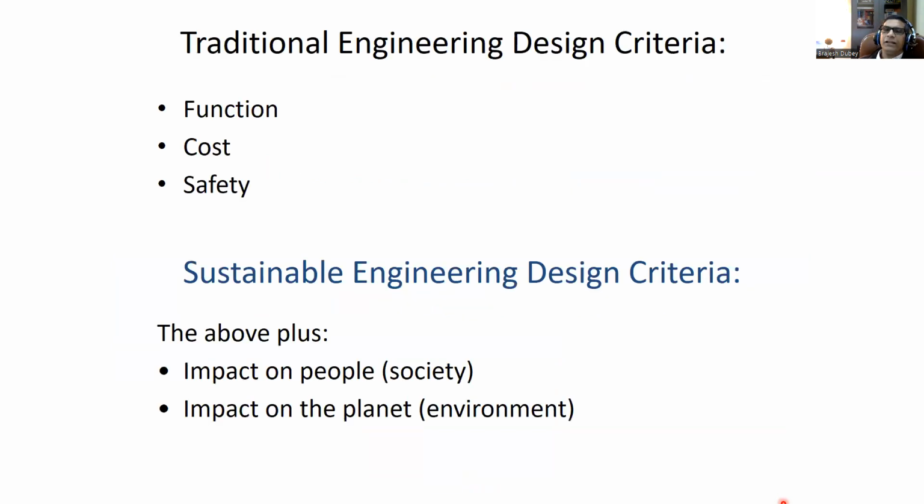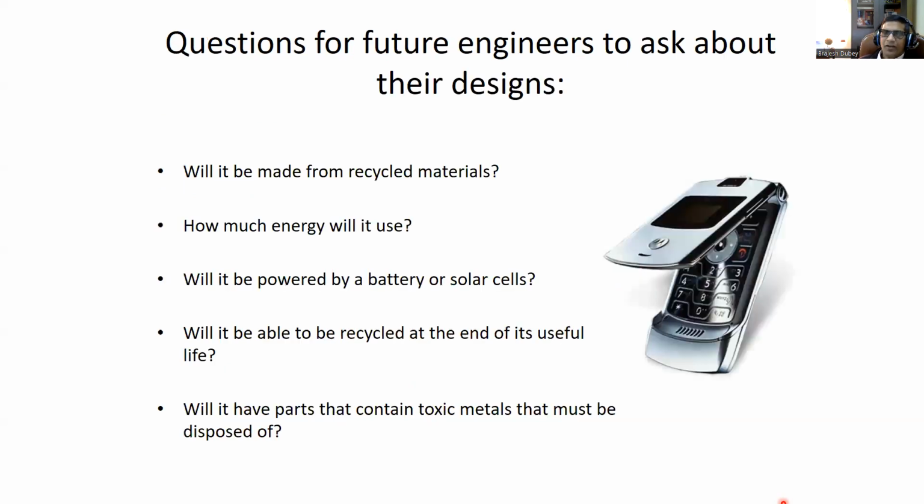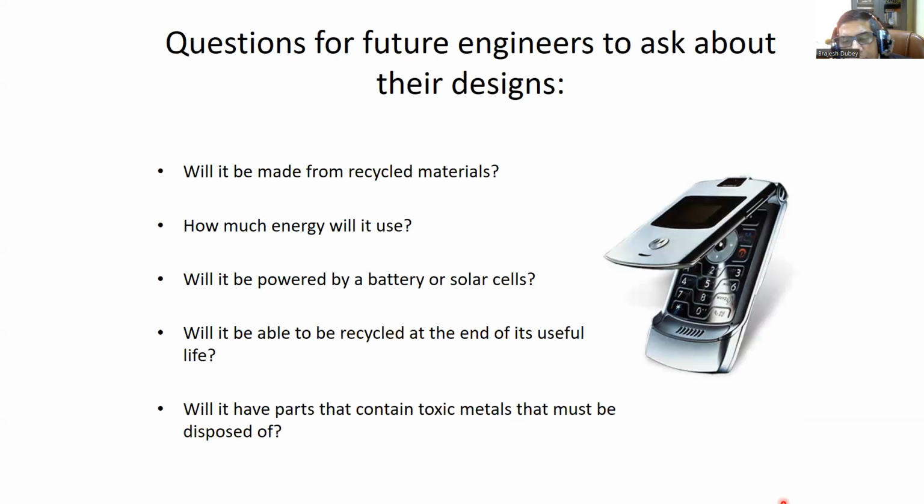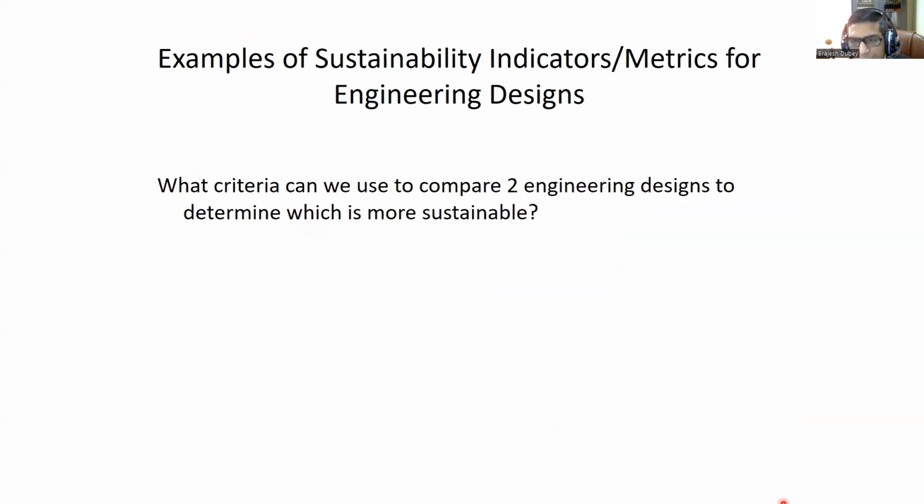Now, when you think differently, there are the traditional criteria: function, cost, safety. Usually as an engineer, we think function, cost, and safety. But the sustainable engineering design criteria say that you also have to think about impact on people and impact on the planet. So that is also important. So how will it be made from recycled material? How much energy will it use? Will it be powered by battery or solar cell? Will it have parts that contain toxic metals that need to be disposed of?